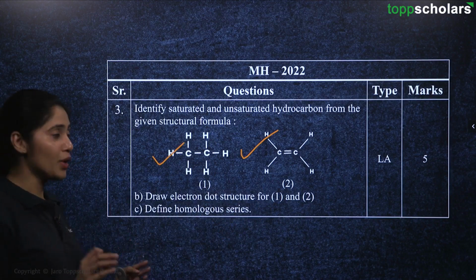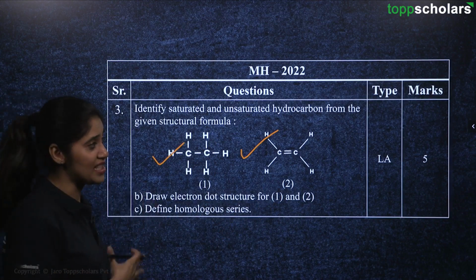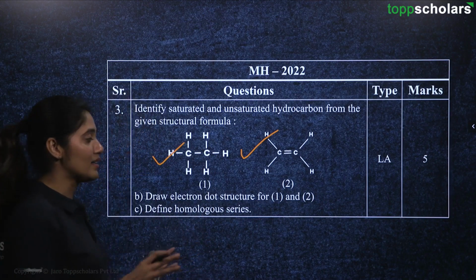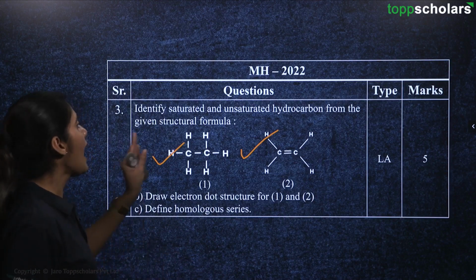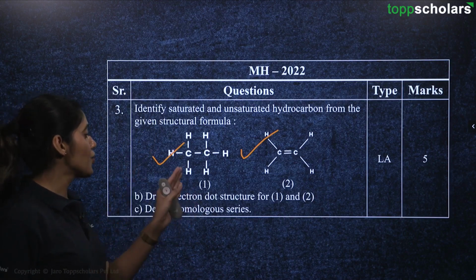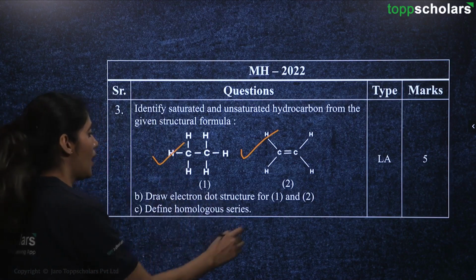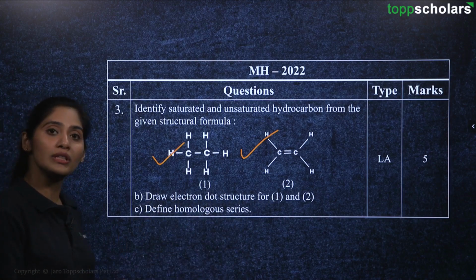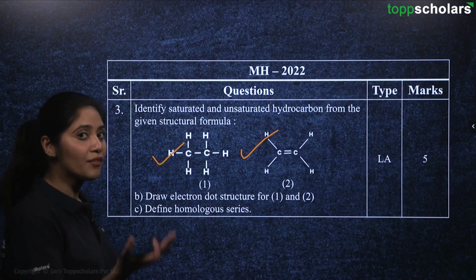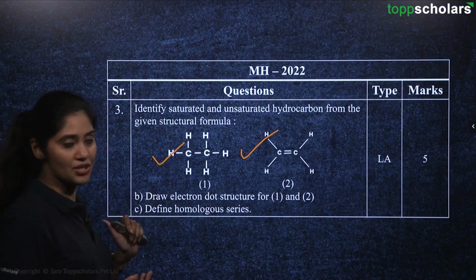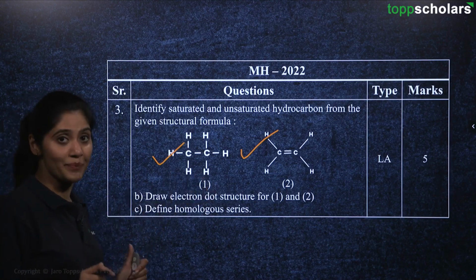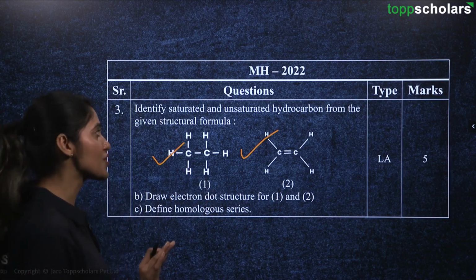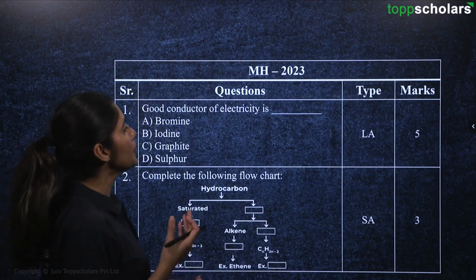So actually, to be honest, this is a very simple question which is asked for 5 marks. You can get 5 marks straight. So you can actually draw an electron dot structure of this. It's a very easy diagram, and then define homologous series. What is a homologous series? We already discussed it in the previous question and we will discuss it further as well. It's a 5 marks question. Okay. Now let's move on to 2023.